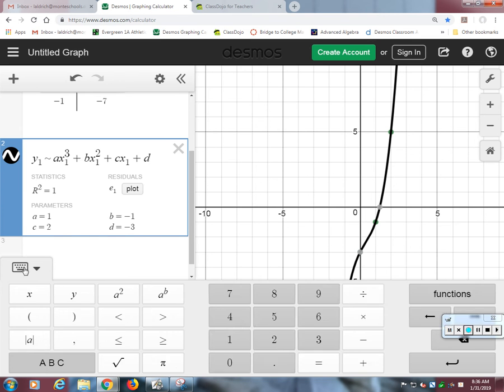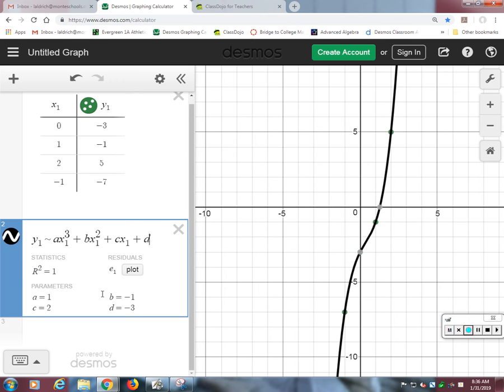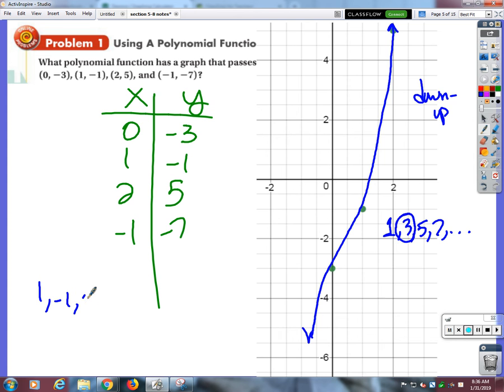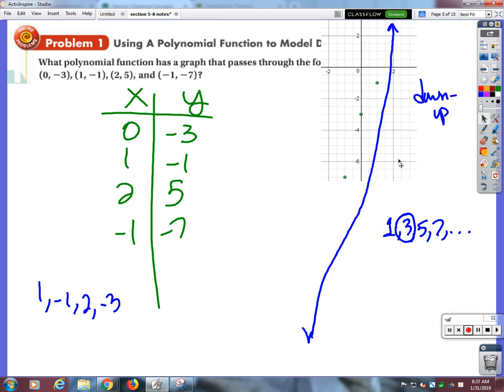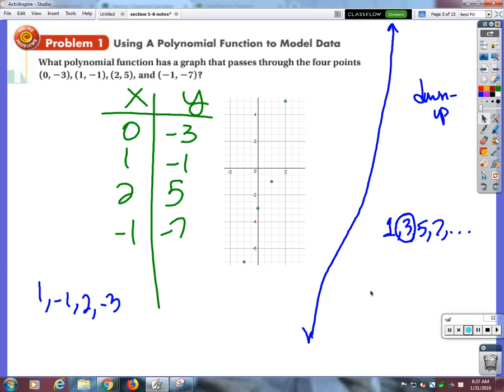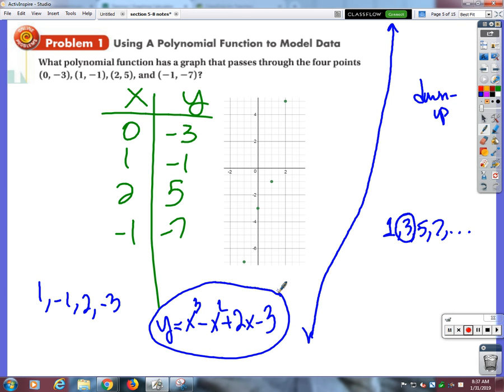All right. So what they have come up with for us is the values of a, b, c, and d. You can see they're all nice whole numbers, and the r squared value is equal to exactly 1. So what does that tell you about how well the graph fits the points? 100%. Okay. So 1, -1, 2, -3. That means that our equation is y equals 1x cubed minus, because the next one was -1, so -1 x squared plus 2x minus 3. Okay? So that is the function that you're looking for.